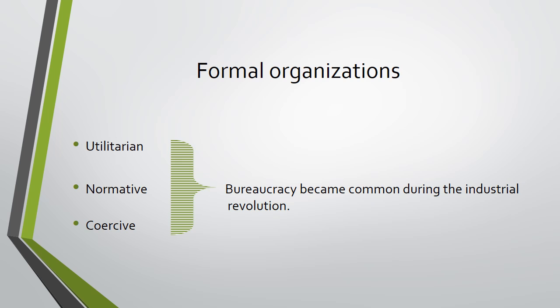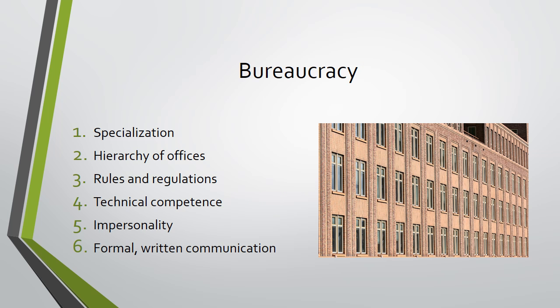Formal organizations date back thousands of years, and bureaucracy became common during the Industrial Revolution. Bureaucracy is an organizational model rationally designed to perform tasks efficiently. And I'm sure you hear Max Weber's ideas in this definition. This is how an organization gets things done. Weber identified 6 key characteristics of bureaucracy.